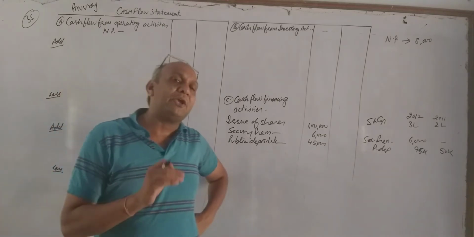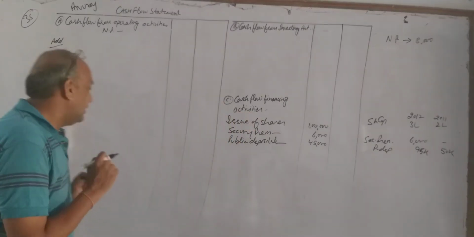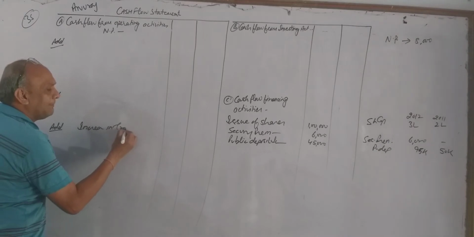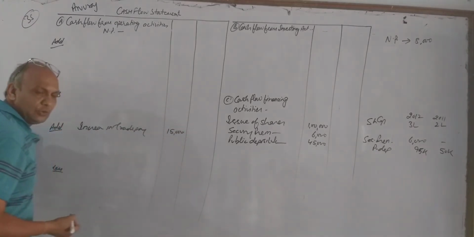Last year 75, now 90. Our trade payable is increasing, our current liability is increasing. What to do? Add increase in trade payable. Increase in trade payable 15,000 rupees.